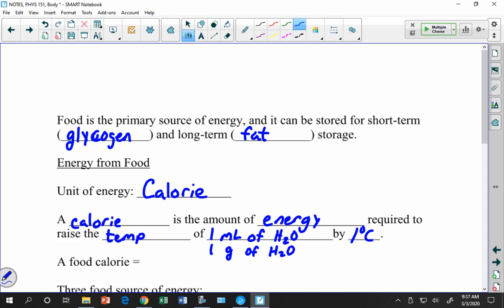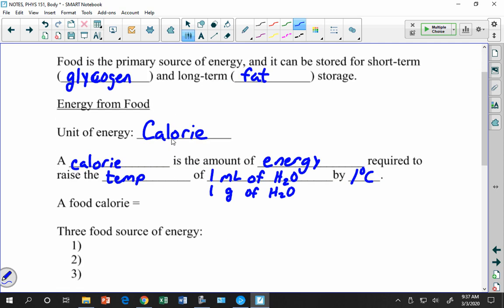All right, but a food calorie is equivalent. A food calorie, which is 1 capital C Calorie, is actually equivalent to a kilocalorie, or 1,000 calories. So when you talk about calories in, say, your chemistry class, that's different from the calories you might talk about in your food classes. There are 3 food sources for energy: carbohydrates, lipids, and proteins.